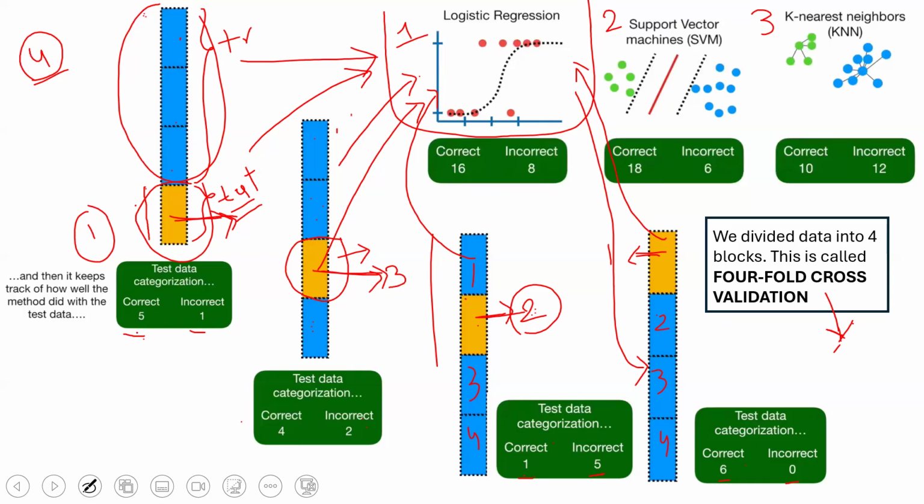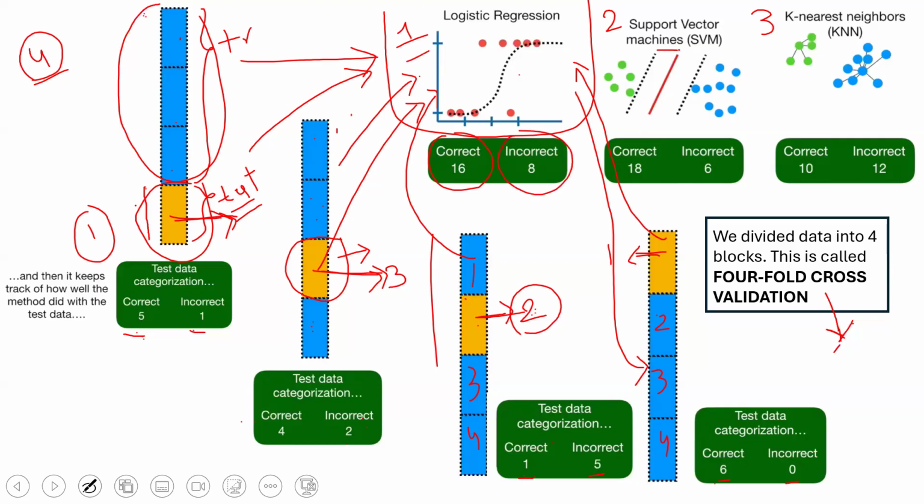How many correct results have we got? 5 plus 4, which is 9, 10 and 16. So when we trained and tested the model using this cross validation, with combinations of different data blocks using fourfold cross validation, we got the correct results as 16. And what about incorrect? Incorrect is 1 plus 2, which is 3, 5, 8. So in total we got 8 incorrect results. Now we are done with model 1.